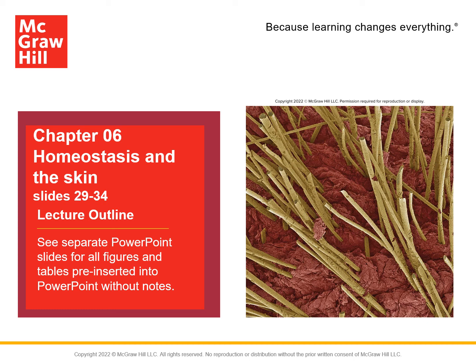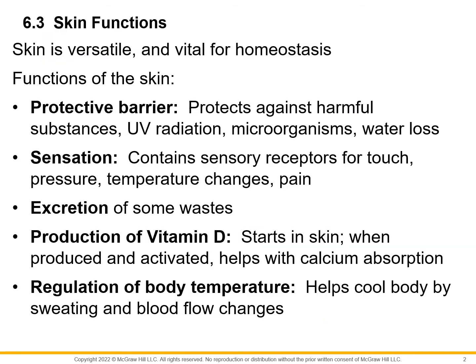All right, so in this video, we're looking at homeostasis and how our body uses the skin for various processes in keeping the body stable. Again, homeostasis is the act of keeping a stable internal environment. So again, still in chapter 6, the integumentary system. And in this video, we're going to be covering slides 29 through 34 in our PowerPoints.